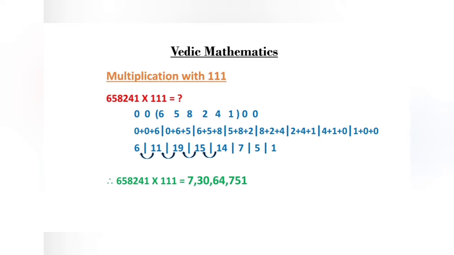So, the answer for 658241 into 111 is 73064751. The same process can be used for multiplying a number with 1111, for which 3 zeros should be added and the next steps followed.